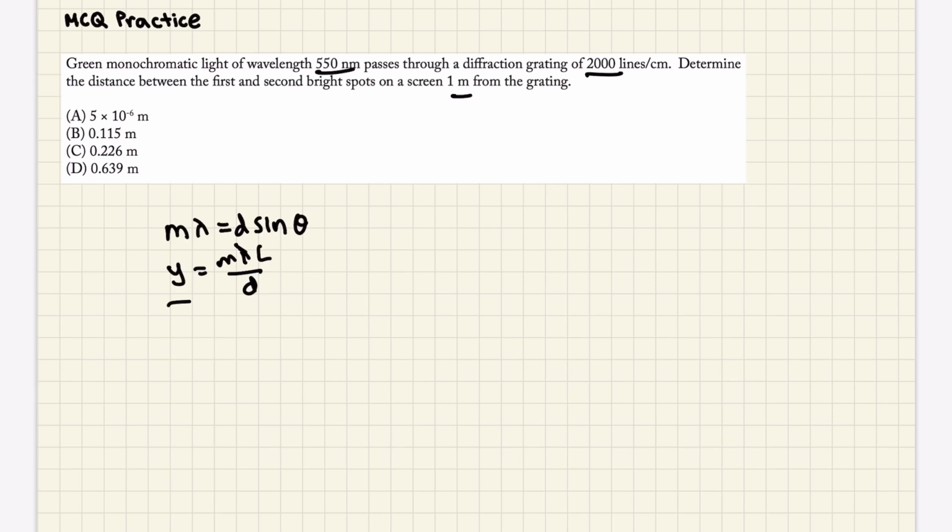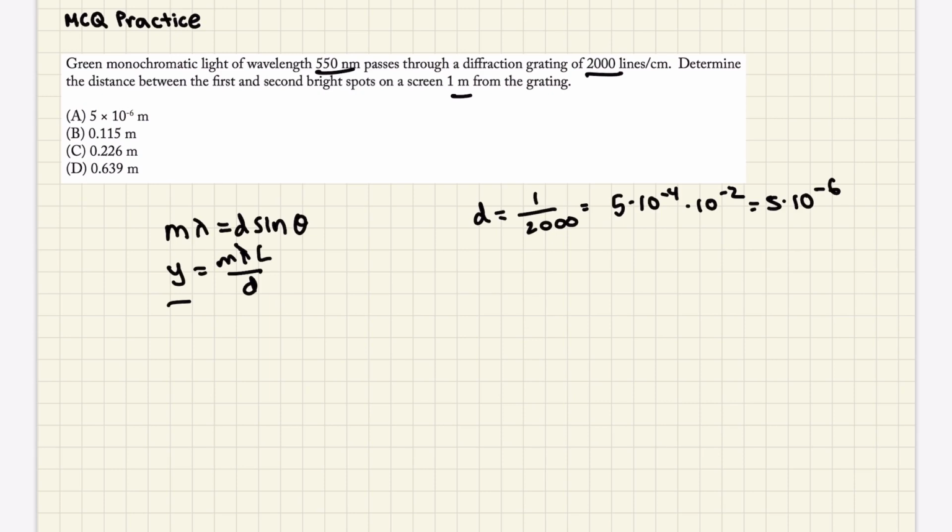But technically, that's not going to be the exact value of D. We need to calculate D. D is going to be 1 over that because we want it in centimeters per line. And so it's going to be 1 over 2,000, which is equal to technically 5 times 10 to the power of negative 4 centimeters per line, but we want it in meters per line. So that's going to be 5 times 10 to the power of negative 4 times another 10 to the power of negative 2, because we want to convert from centimeters to meters. So that's going to be 5 times 10 to the power of negative 6 meters per line.